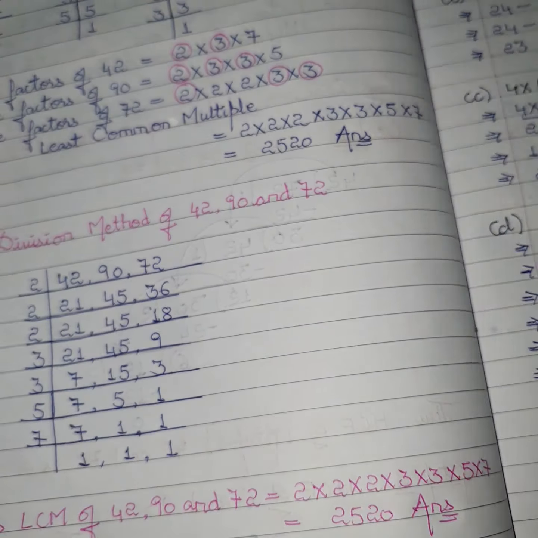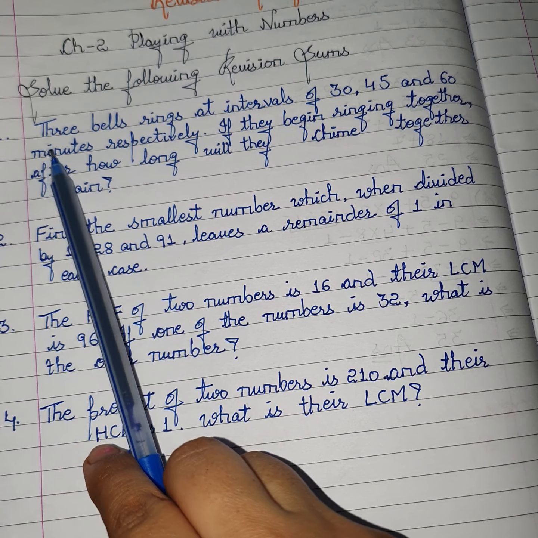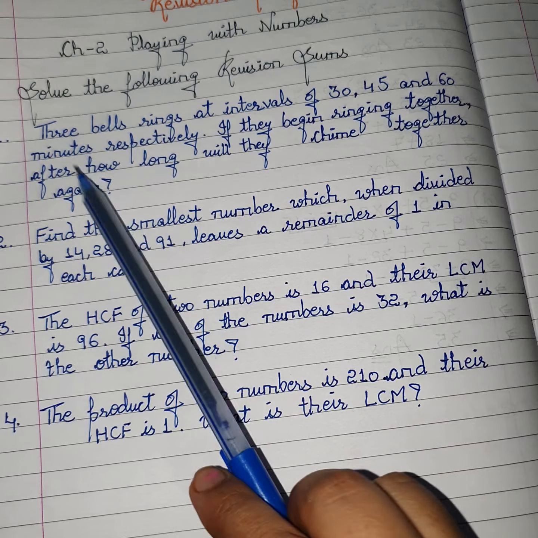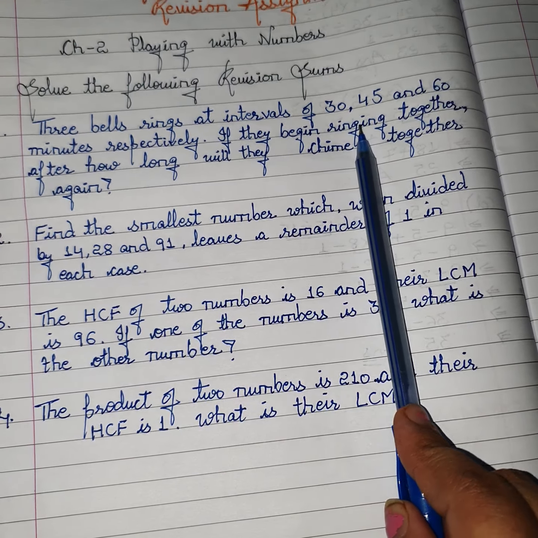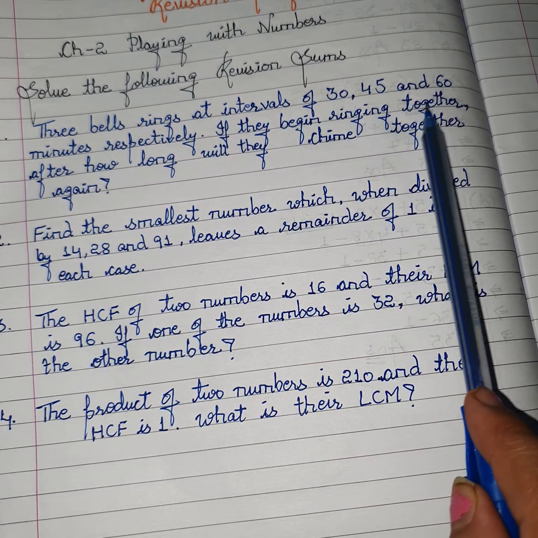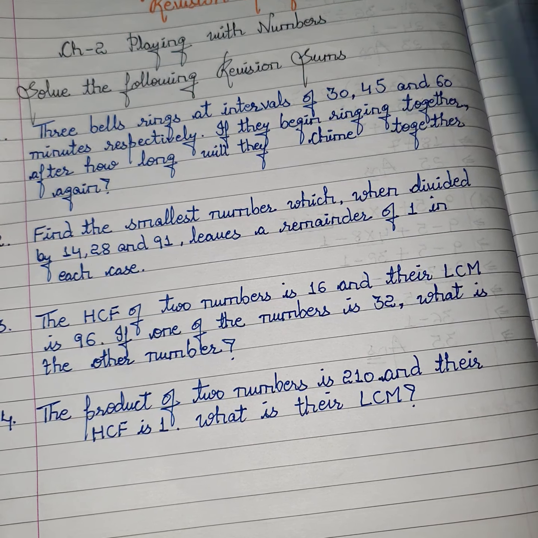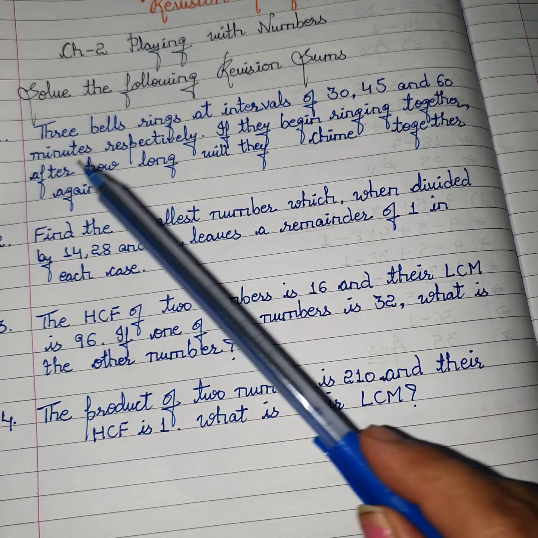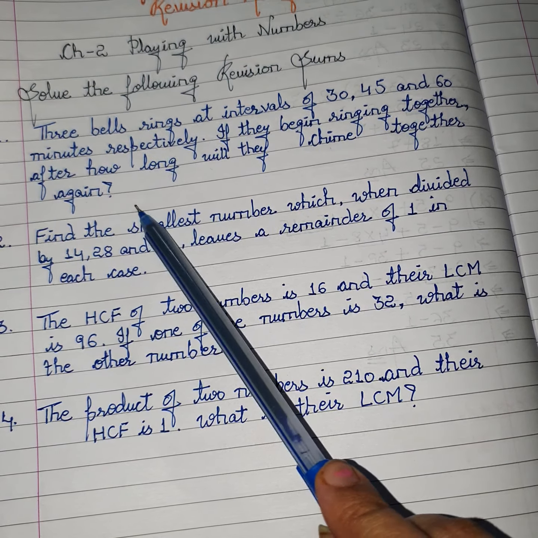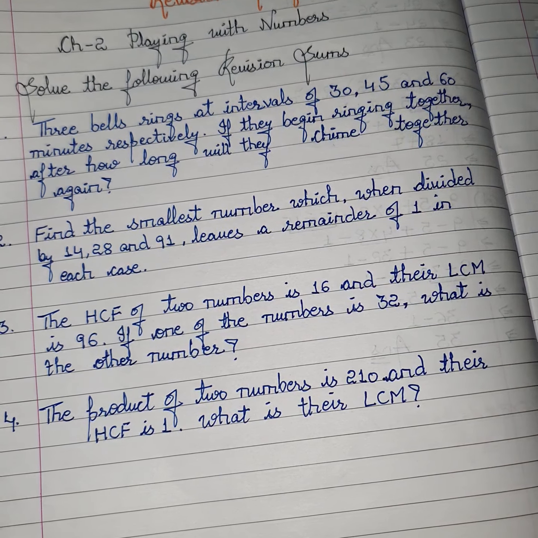See students, what you have to do in these questions now. The first question is: 3 bells ring at intervals of 30, 45 and 60 minutes respectively. There are 3 bells which are ringing after the interval of these minutes. If they begin ringing together, whenever the ringing starts, they begin together, so after how long will they chime? Chime means ring together again. So after how much time will they ring together?